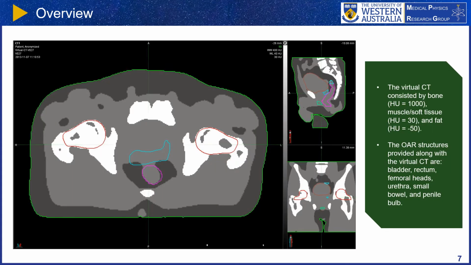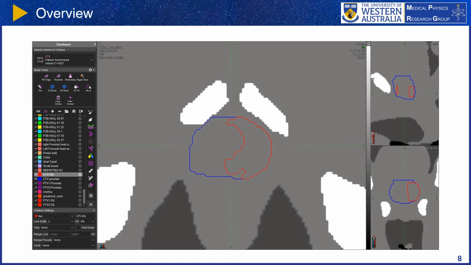We will also provide a virtual CT which consists of the bone, the muscle and soft tissue, and the fat. The OAR structures provided along with the virtual CT are the bladder, the rectum, the femoral heads, the urethra, the small bowel, and the penile bulb. We will also provide the contour of the prostate, which is the blue contour over here, and the dominant intraprostatic lesion, the DIL contour, the red contour over here. They will be named as the GTV DIL and CTV prostate.